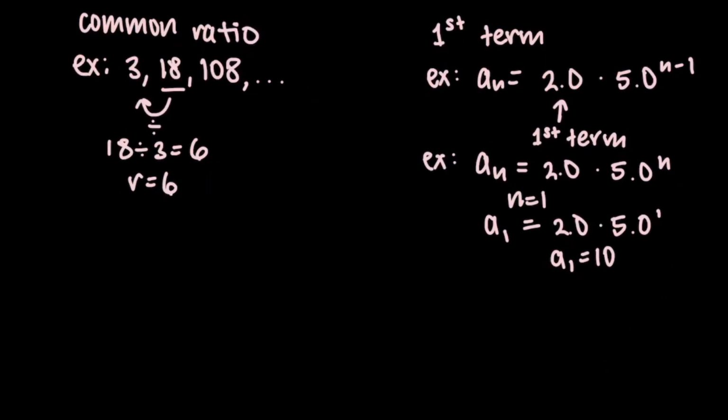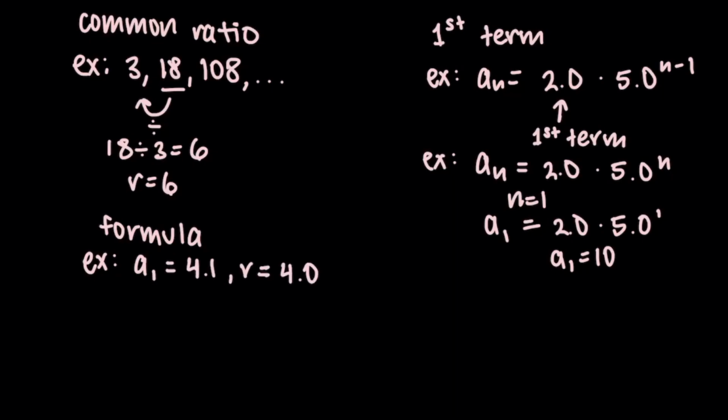The third topic we will try to tackle is to find the formula of a geometric sequence. If we are given that a of 1 equals 4.1 and the common ratio is 4.0, we know that the expression can be written as a of n equals a of 1 times r to the power of the quantity of n minus 1, so our final answer is a of n equals 4.1 times 4.0 to the power of the quantity of n minus 1.